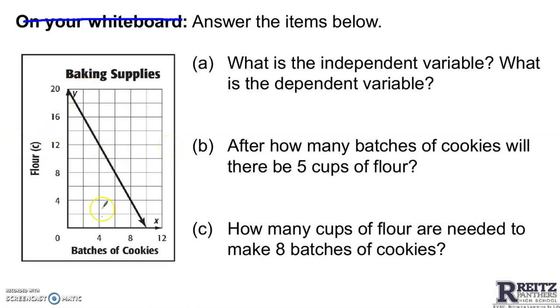This graph is showing the number of cups of flour you have remaining after you've baked this many batches of cookies. So what's the independent variable? Well, the independent variable is the number of batches of cookies, because that's the thing that changes the amount of flour you have left. So the number of batches of cookies.